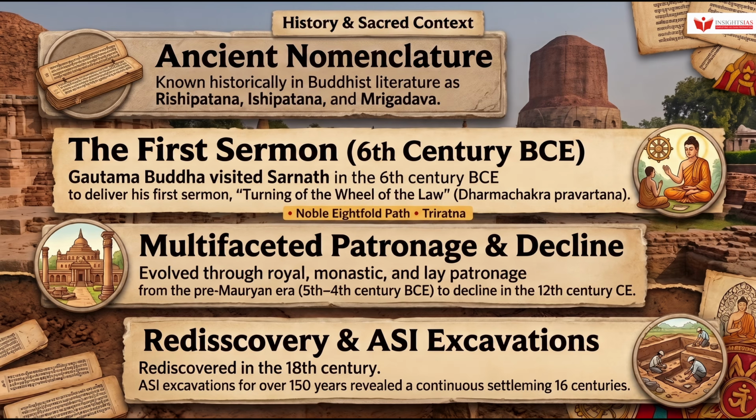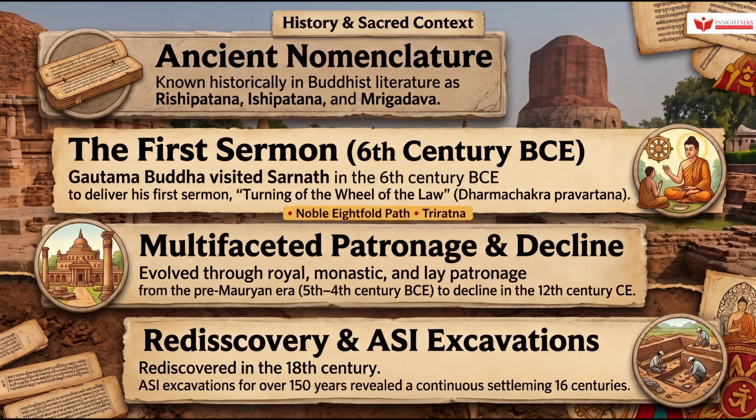Gautama Buddha visited Sarnath in the 6th century BCE to deliver his first sermon, known as Turning of the Wheel of the Law or Dharmachakra Pravartan, introducing the principles of the Noble Eightfold Path and the concept of Triratna. That single event is exactly why this site holds such profound significance for Buddhists worldwide.